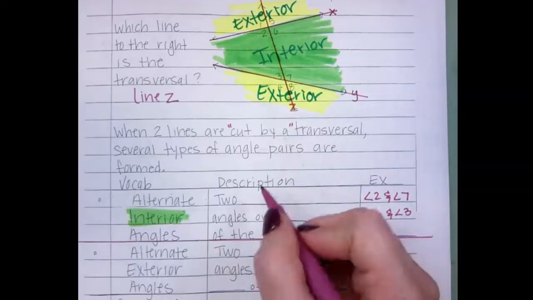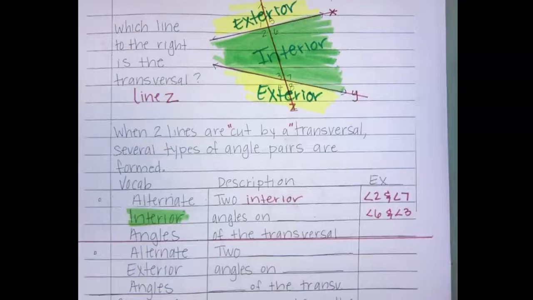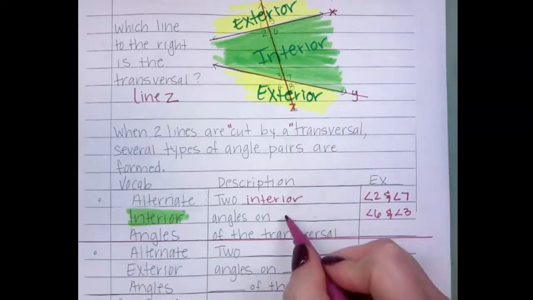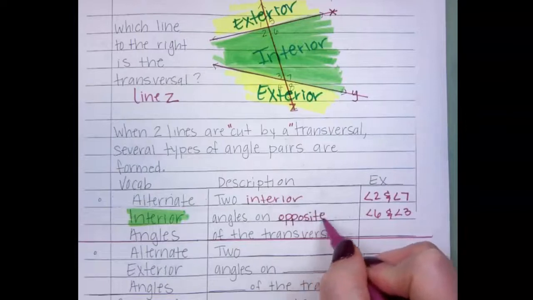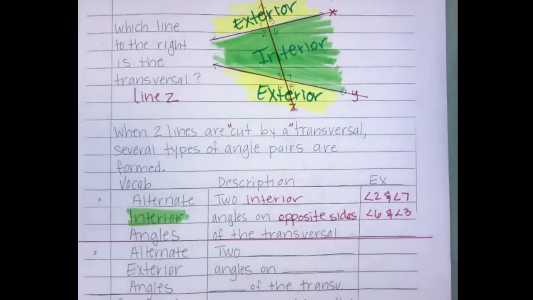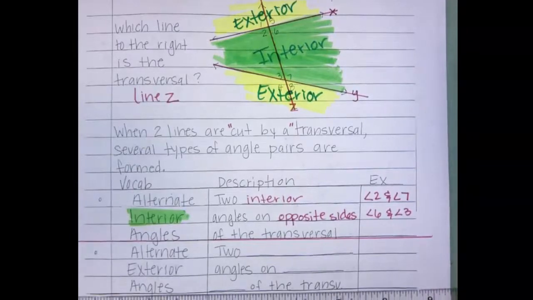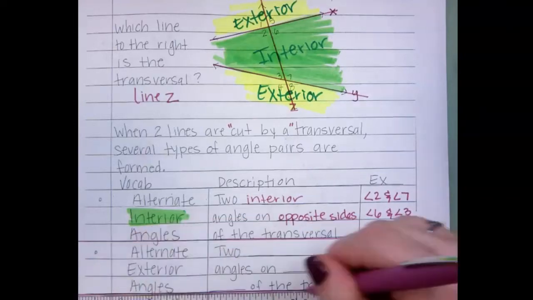2 interior angles on opposite sides of the transversal. But the name kind of gives it away, right? Like the name tells you alternate interior versus, in a second, alternate exterior. All right, let's do the next one.